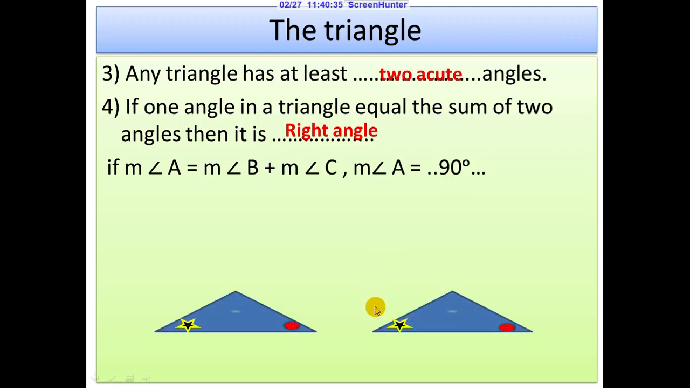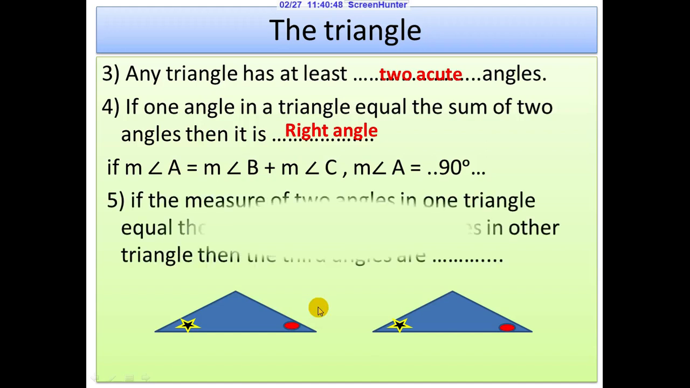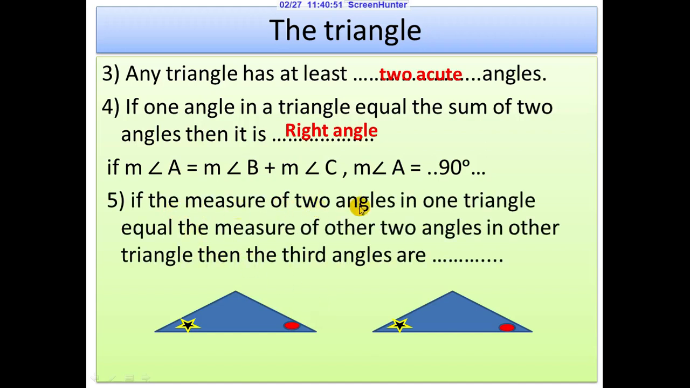Number 5: if we have two triangles like that, and two angles are equal in the two triangles, that means the third angle must also be equal in measure. Again, if the measures of two angles in one triangle equal the measures of two angles in the other triangle, then the third angles are equal in measure. I mean this angle and this angle. Let's see an exercise on this lesson.